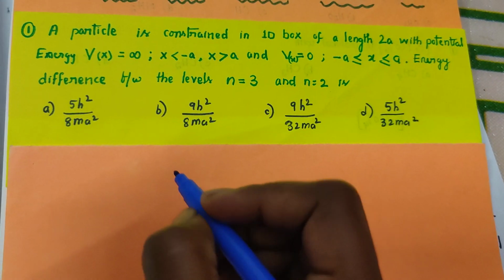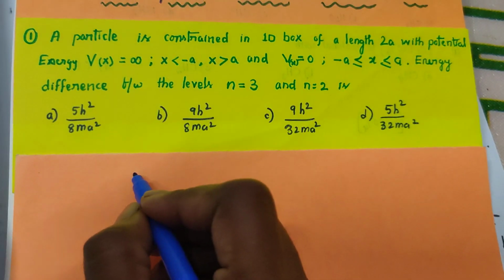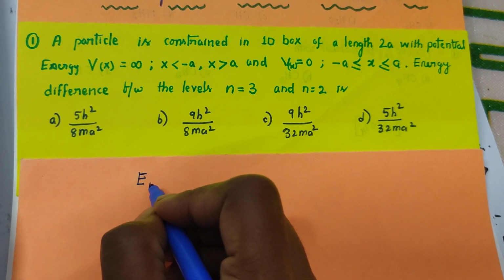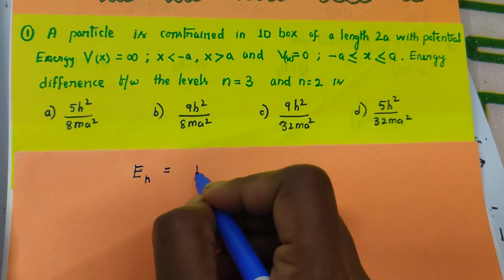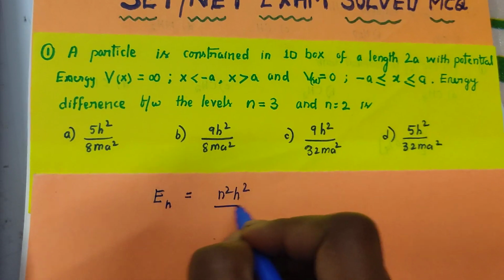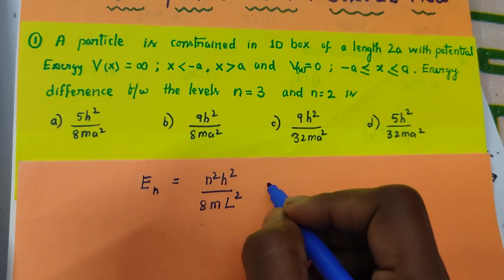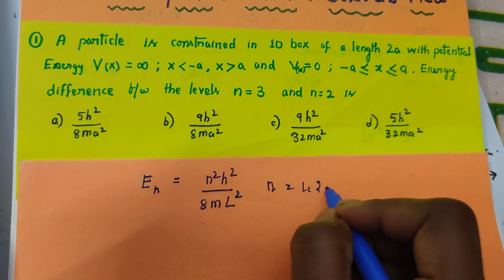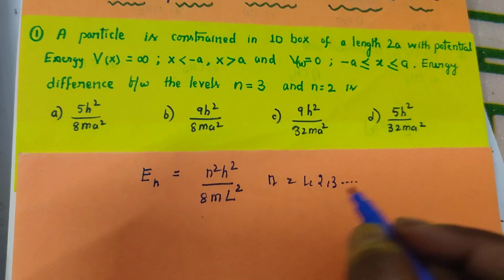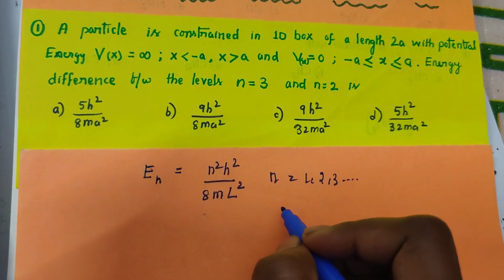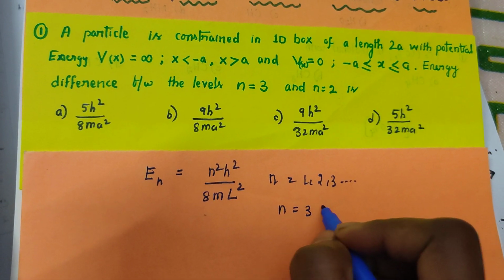First, as all of you know, for a particle in a 1D box, the energy En can be written as n square h square upon 8 m l square, where n can be 1, 2, 3, etc. But they are asking for the energy difference between n=3 and n=2.